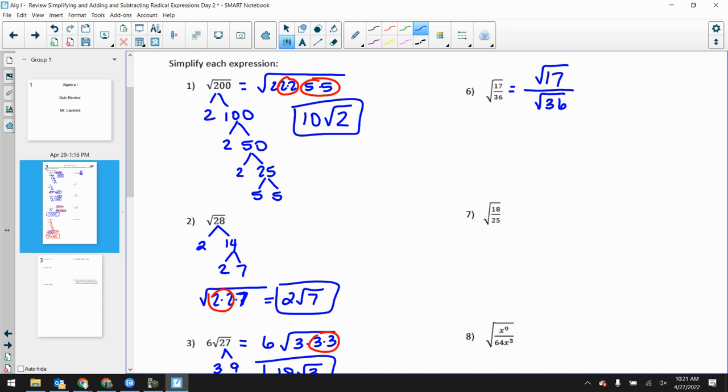Now, square root of 17. We just talked about how we can't break that apart, right? If I were to try to do a factor tree, it'd be 1 and 17. Nobody else. It stays the same. So we can leave that. That is fully reduced as it sits. What is the square root of 36? So radical 17 over 6.